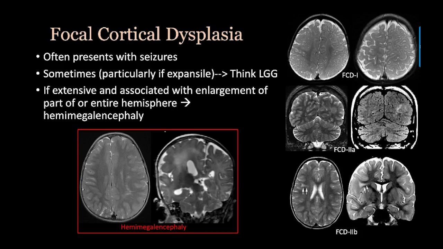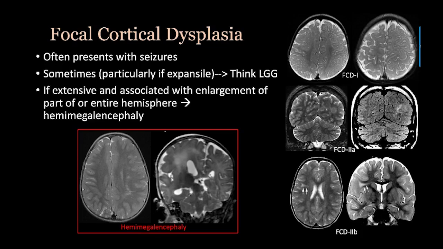Sometimes, particularly if there is associated expansion, we should also think about low-grade glioma, and sometimes the distinction becomes difficult. So we end up following the patient for a while to see if there is any growth to favor low-grade glioma, or if there is long-term stability, which would favor focal cortical dysplasia.